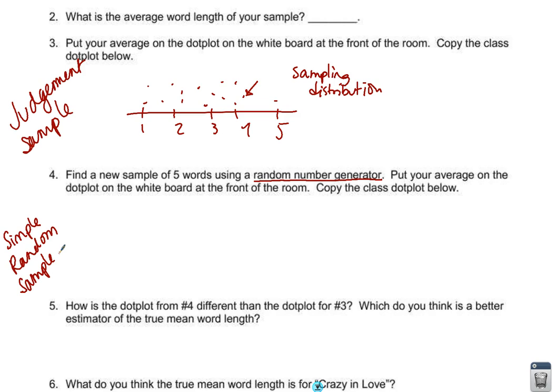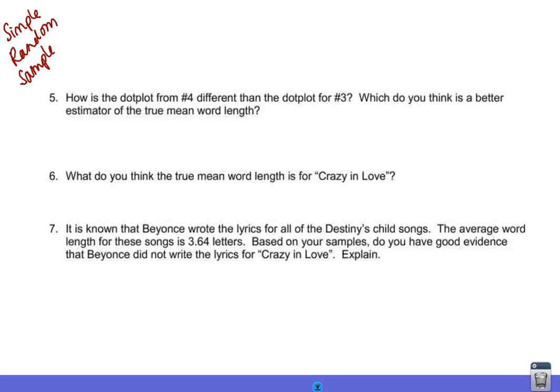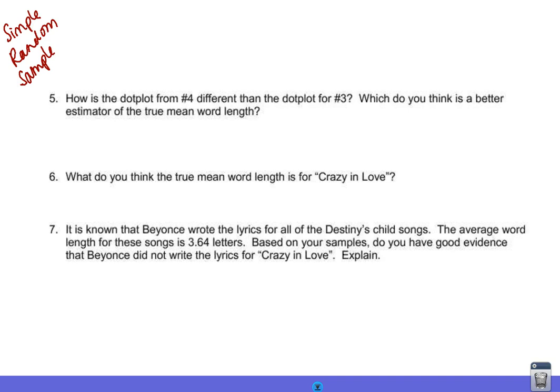So knowing that, let's go down to question number 6 here. What do you think the true mean word length for Crazy in Love? I'm not sure. I mean, the averages that we got are probably somewhere around 3 and 4. So it's probably somewhere in between 3 and 4. So I would just say between 3 and 4 letters. Here, you don't have to put a specific answer. You don't know unless you actually find the average for all 297 words, which you are more than welcome to if you would like. I am not going to force you to do that, okay? Because if you look at question number 7, let's read this here.